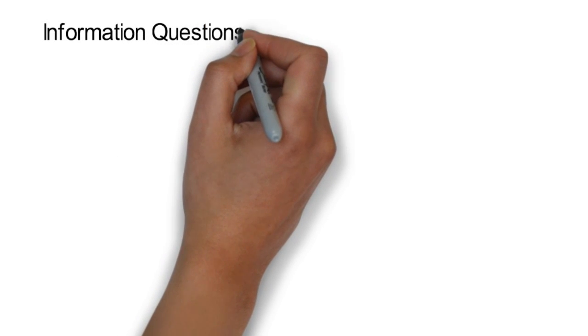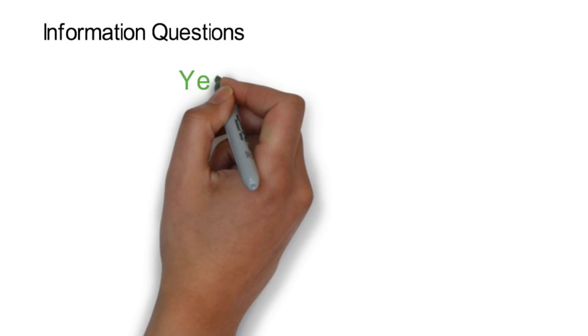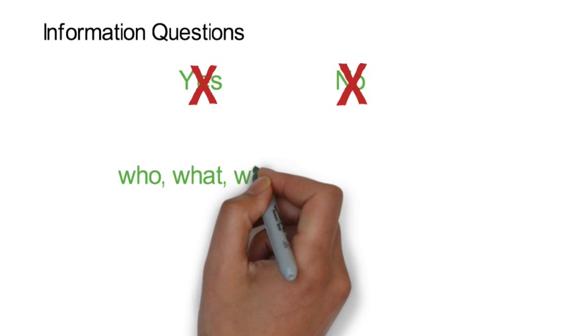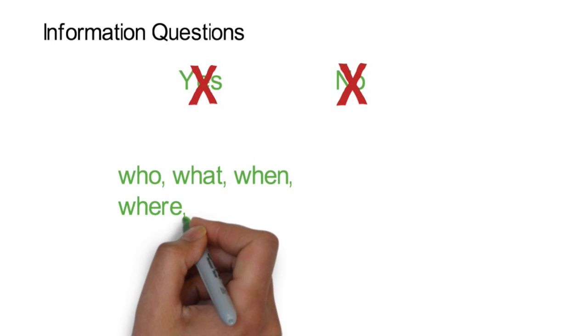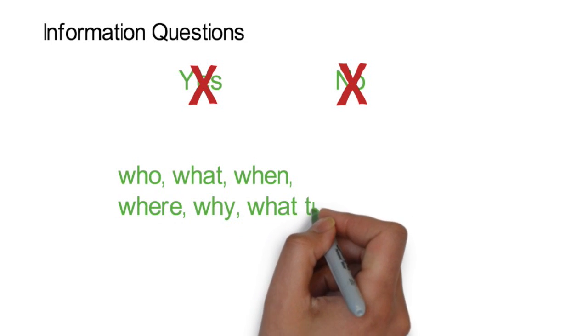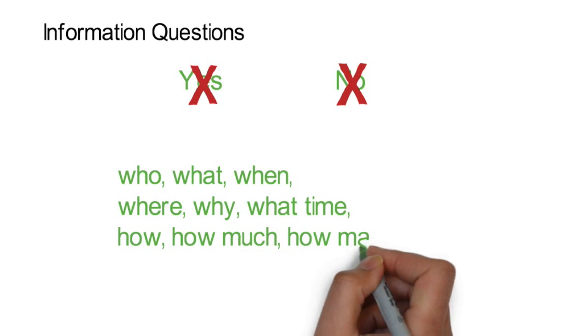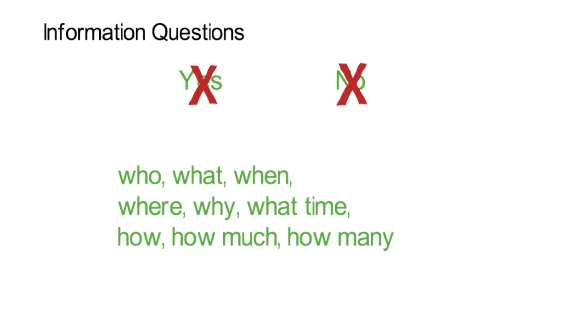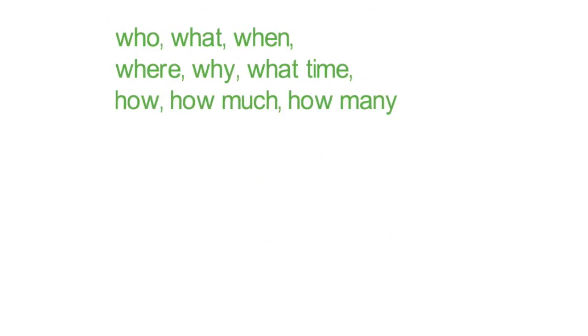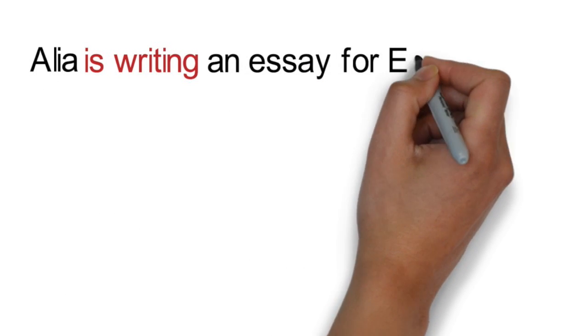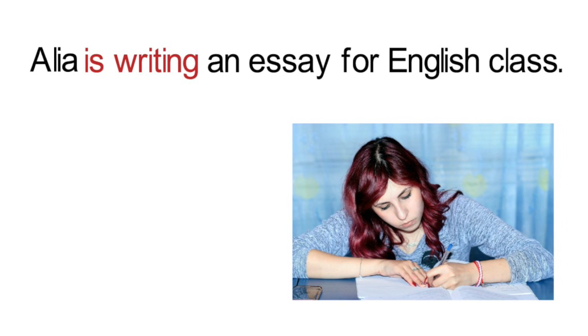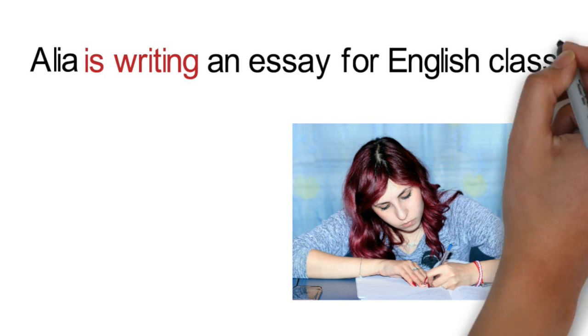Let's begin with information questions, which are questions that require information that is not just yes or no in the answer. These question types begin with who, what, when, where, why, what time, how much, how many. Let's begin by looking at a sentence in the present continuous tense. Alia is writing an essay for English class. Now let's turn this into an information question.